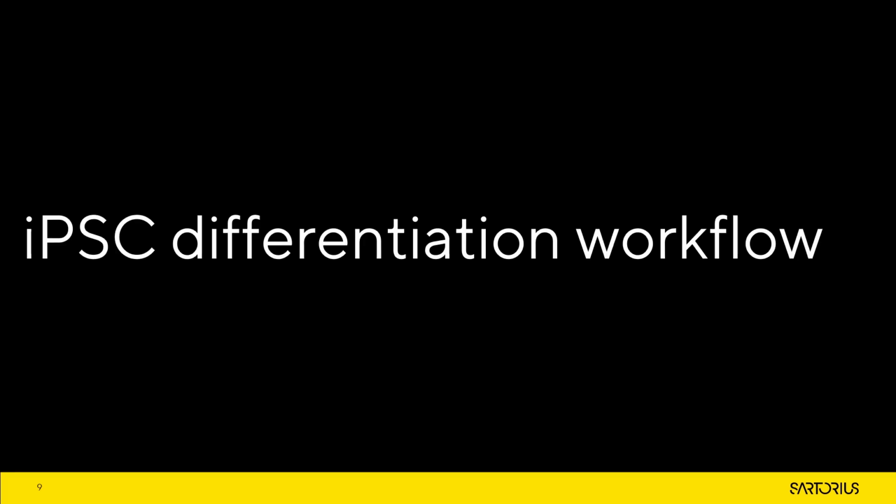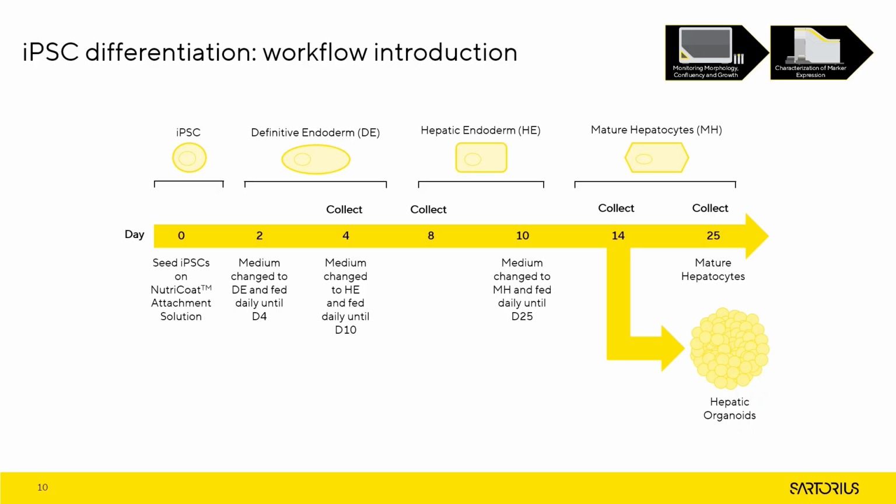Moving on, I'll talk about the iPSC differentiation workflow that's been used in the experiments where we differentiate iPSCs into hepatic lineage cells and also hepatic organoids. On this slide is a schematic of the hepatic differentiation protocol used to take iPSCs and transform them into mature hepatocytes and ultimately hepatic organoids.